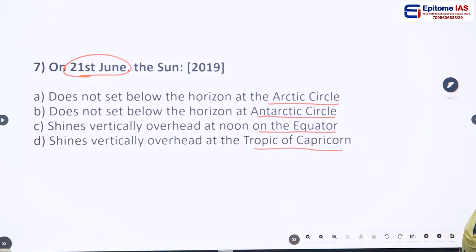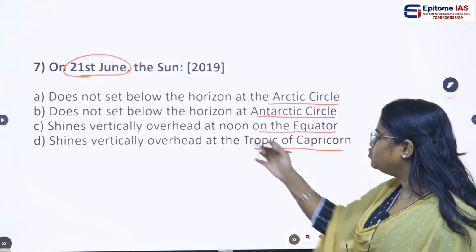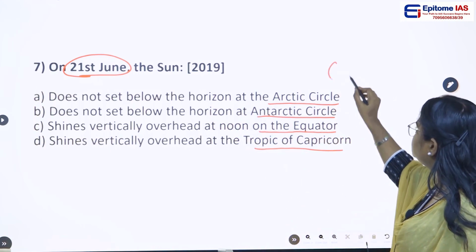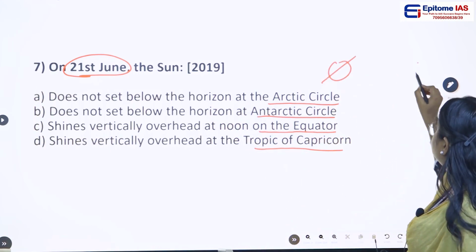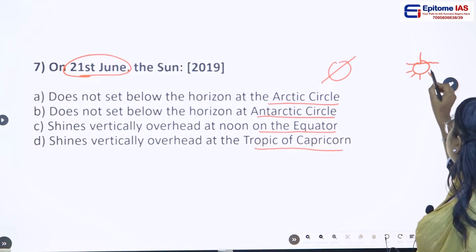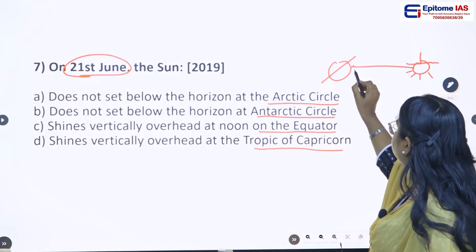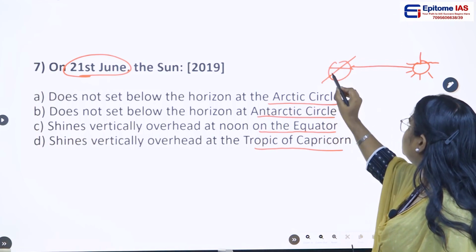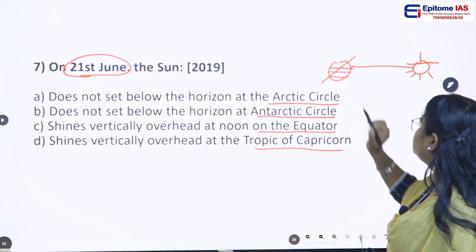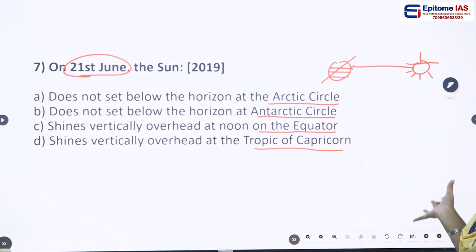So what is the answer? Already we saw what happened on 21st June. Let's say this is Earth and this is Sun. The direct sun rays fall on the Tropic of Cancer. This is the equator, and let's say this is the Tropic of Capricorn.